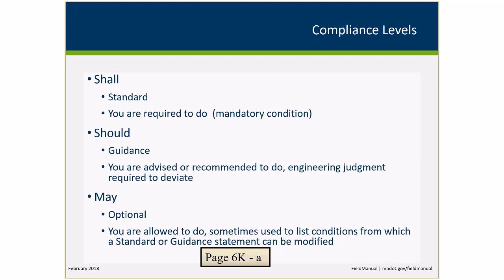Now, may statements are optional. They are often used to allow you to do something that is required by a shall or a should statement. There may be a reason why you wouldn't want to do it, and there's language in the MnMUTCD that says you may opt not to do this for this reason. It's also used to enhance the safety of your work zone. Sometimes you may want to add additional things, and there are options listed in the MnMUTCD and in the field manual about what you may do in order to improve safety. It's not a requirement at all. It's something that could be added if the conditions are set forth for it.